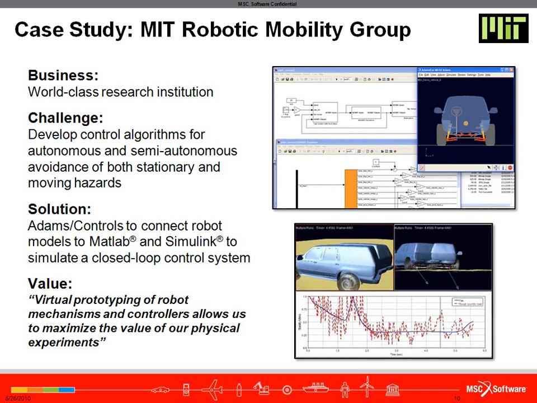With the Atoms Controls plugin, they are able to connect their robot models to MATLAB and Simulink to simulate a closed-loop control system. This allows them to use existing MATLAB and Simulink code in conjunction with an Atoms model. They have used this feature to develop control algorithms for autonomous and semi-autonomous avoidance of both stationary and moving hazards. Hazard avoidance involves aggressive maneuvers in which many dynamic effects come into play. Using Atoms helps to pinpoint the problems before experiments and allows them to be more confident in their results.